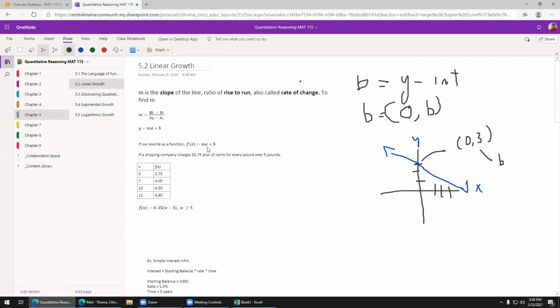Now, a line goes on forever. So what is its domain?